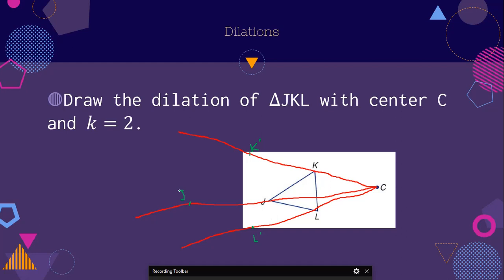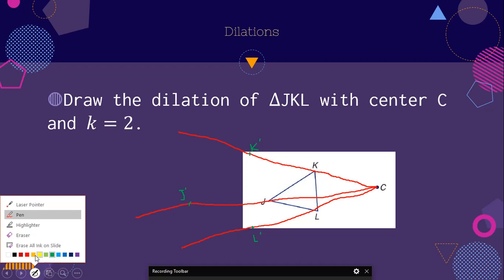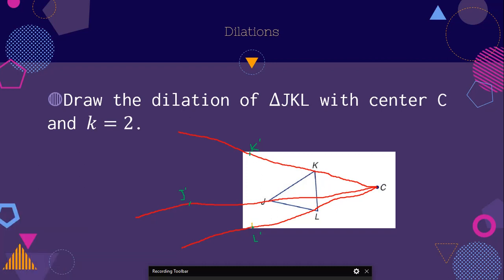This is J prime. Now that you've located all the prime locations, we're going to take our straight edge and we're going to connect L prime, K prime, and J prime. And what you should see is the image that you've created should be twice as far away from C as well as twice the size.